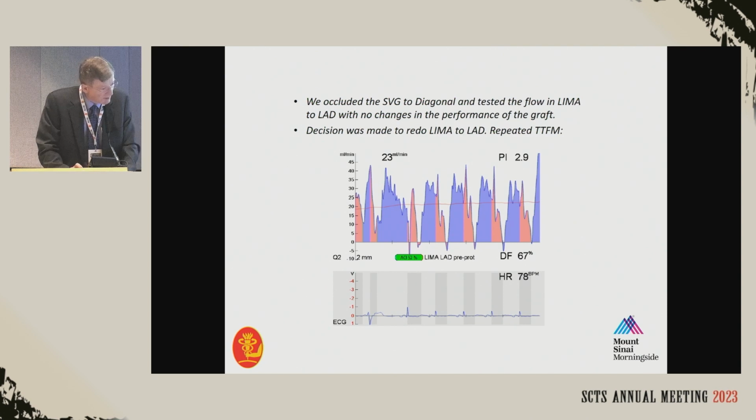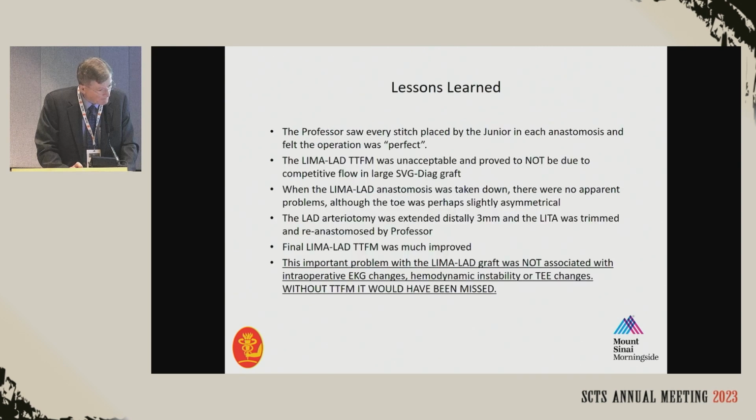So we redid the LIMA, and then we repeated the TTFM, and the flow is now 23 with a PI of 2.9. Now, I had seen every single stitch placed by my junior in that anastomosis, and I actually gave him a little round of applause. I thought it was a perfect anastomosis, and I was wrong.